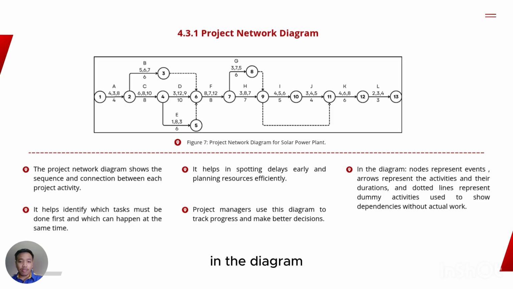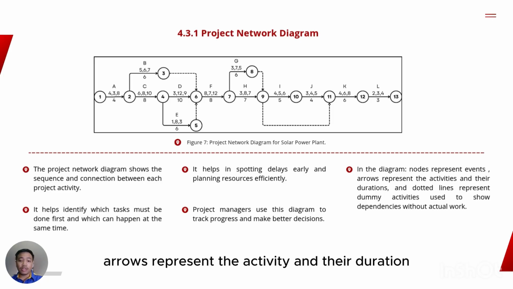In the diagram, you can also see that nodes represent events, arrows represent the activities and their durations, and dotted lines represent the dummy activities used to show dependency without actual workload.